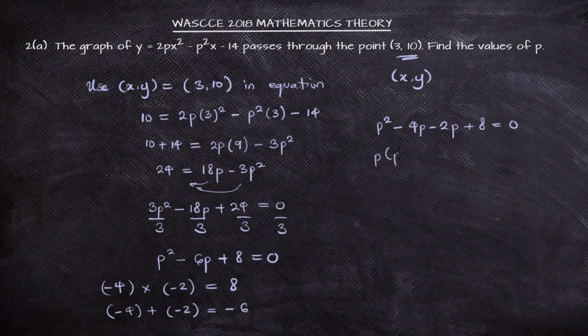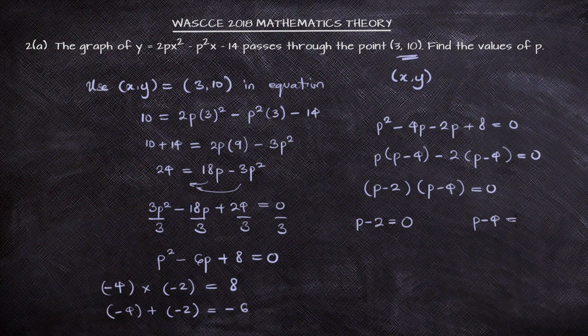So that p squared, we can factor that p out, p into p minus 4, minus 2 into p minus 4. Now when these negative numbers multiply, they will give positive 8. So we are on track. If we factor that out, we have p minus 2 is equal to 0, or p minus 4 is equal to 0. And that will give p is 2 or p is 4. Those are the values of p that we were asked to find. Good.